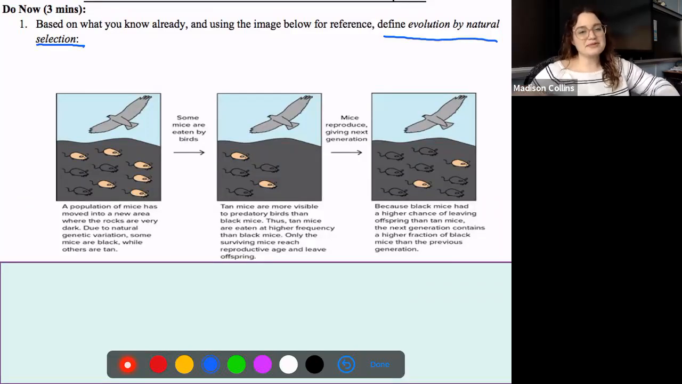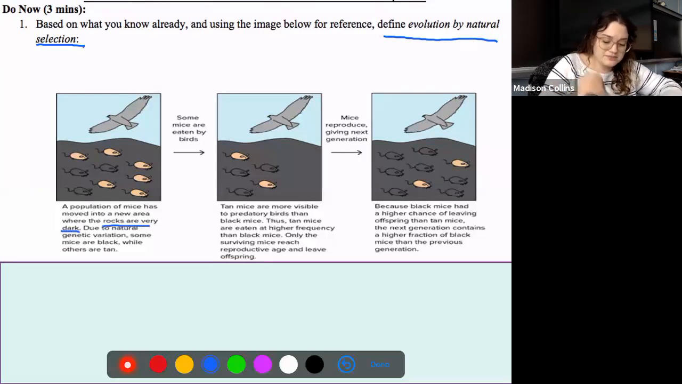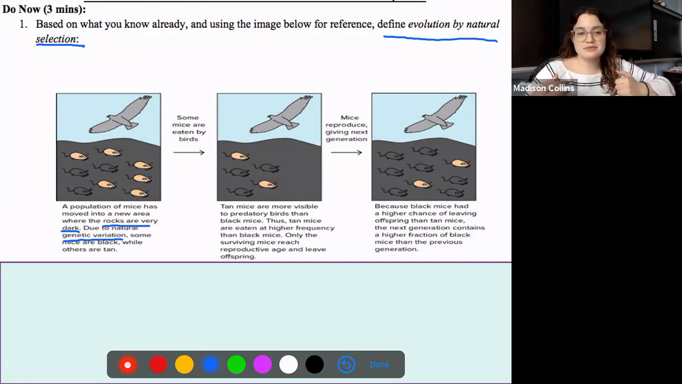So what do we see happening here? Well, we're told that a population of mice has just moved into a new area where the rocks are very dark. Due to natural genetic variation, some of these mice are black while others are tan. So these are still members of the same species, but due to different gene combinations, some of them have black fur and some of them have tan fur.